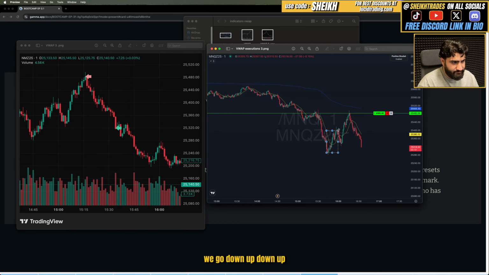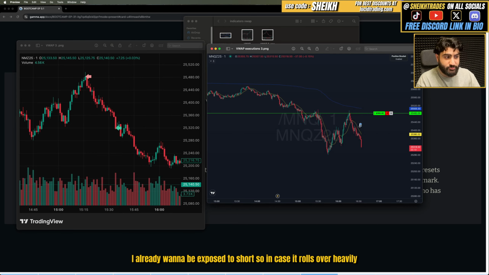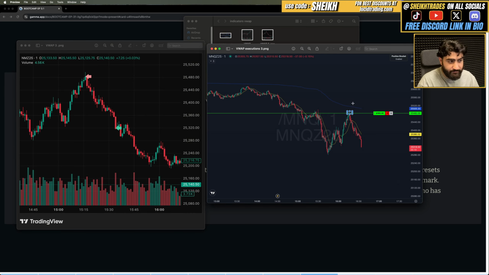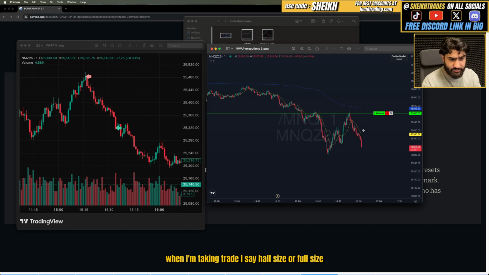We go down, up, down, up. We approach VWAP. So I'm like, okay, I already want to be exposed to short, in case it rolls over heavily. So I took 3 contracts short. And I was going to add more if it came to VWAP to be in with 6 contracts. And one thing you should also know is that it's okay to add half sizes. You also see me sometimes call out when I'm in Discord or on stream when I'm taking a trade, and I say half size or full size.